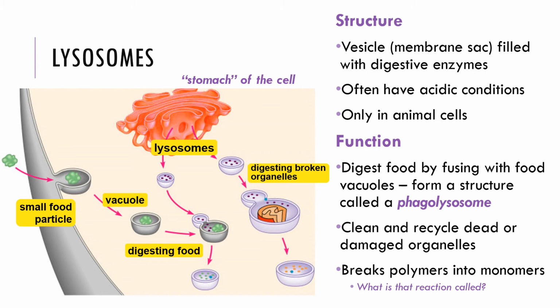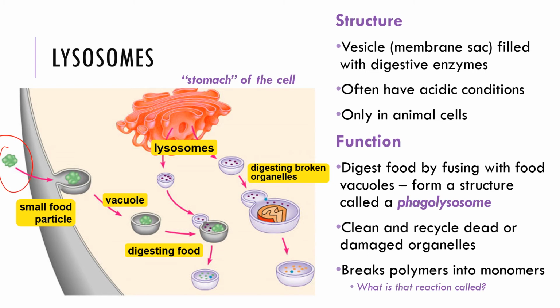I kind of hinted at them a couple slides ago. They are little tiny vesicles filled with digestive enzymes. Usually the pH will also be a little bit lower inside this vesicle as well. And it's found only in animal cells. Its function is to digest food.